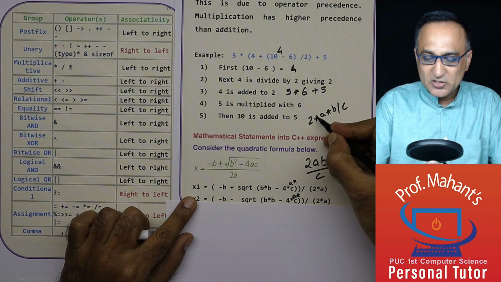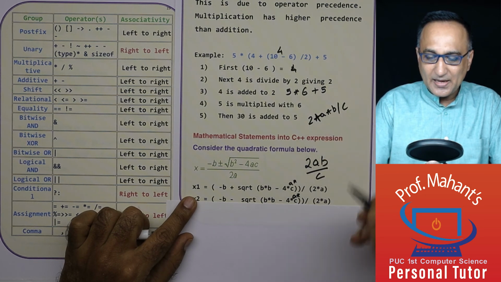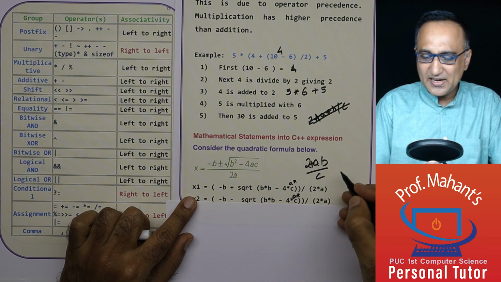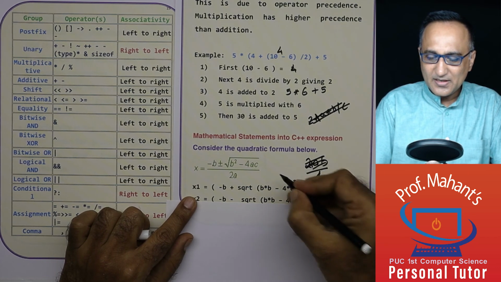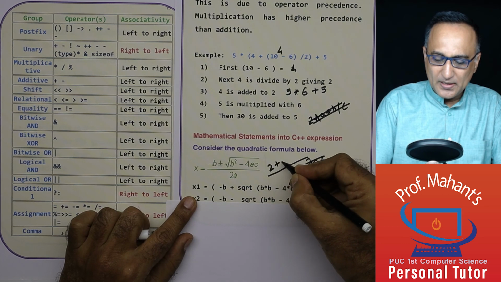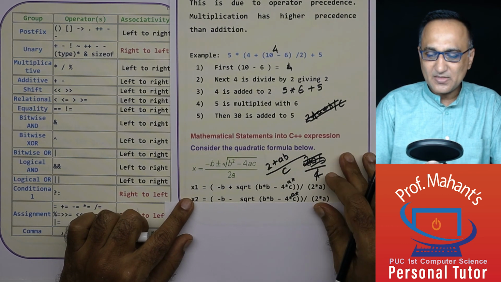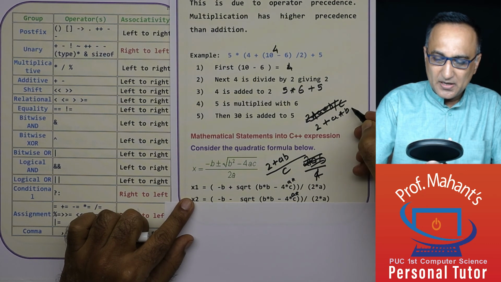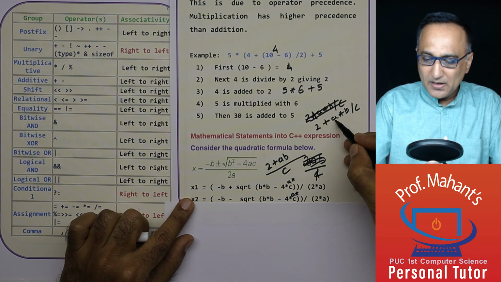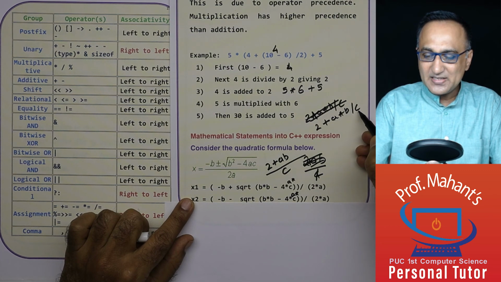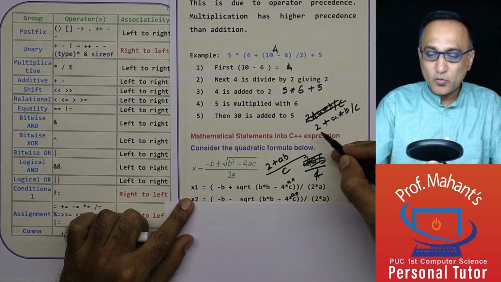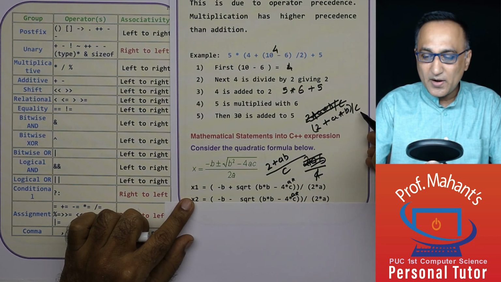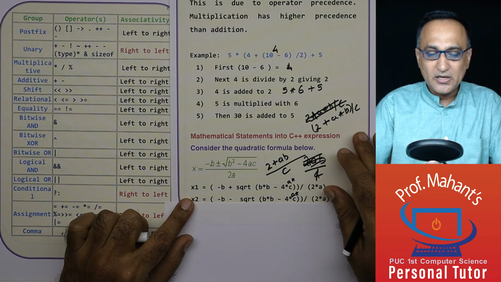But suppose this was 2 plus a. Okay, let's make this a little clear. Suppose it was 2 plus ab upon c. Now you have a problem. If you write it like this, 2 plus a into b divided by c, it will multiply a into b, divide by c and add it to 2. That is not what you want. You wanted this entire thing to be the numerator to be divided by c. That's why you need to put a bracket.